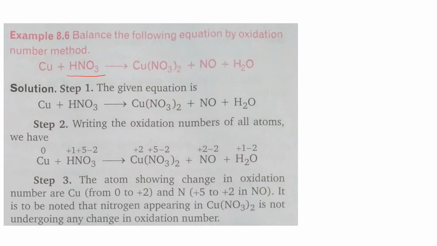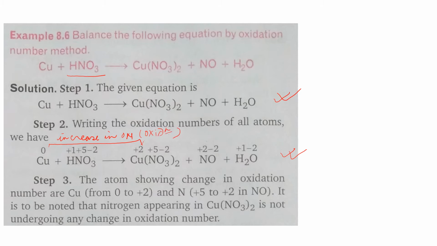Now the first step, you know that you have to copy the equation. Copy it. Now you have to write the oxidation number of all the atoms. Step 3: the atom showing change in oxidation number, that you have to find out. You can see here copper is changing from 0 to plus 2, that means an increase in oxidation number. So it is oxidation.